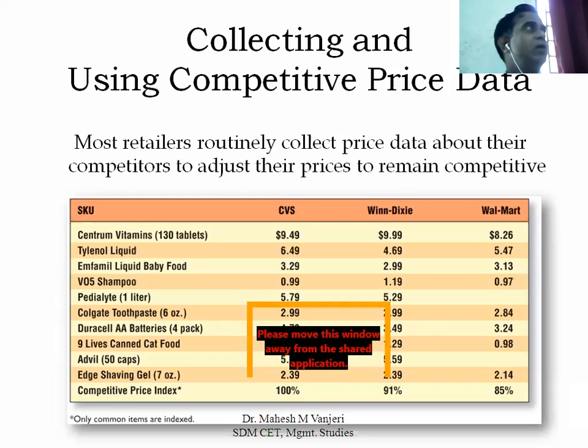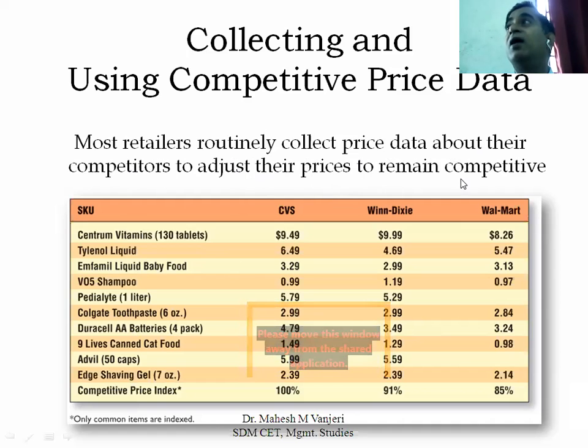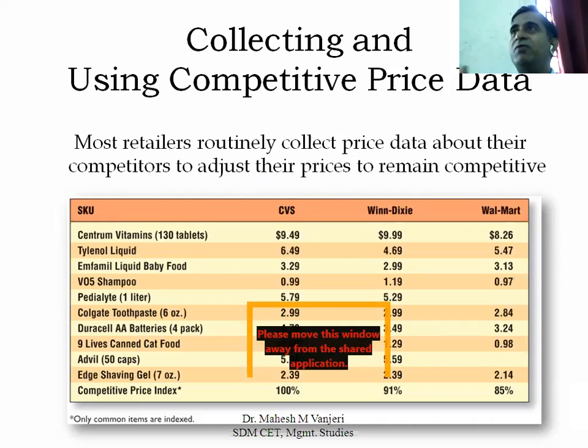So that is why you need to gather information about competitors. Most retailers routinely collect price data about their competitors to adjust their prices to remain competitive. See, my Kirana store owner also, let me tell you, is very smart. He's smart by nature. He doesn't know the organized way of planning, implementing, controlling, but he is just naturally gifted.